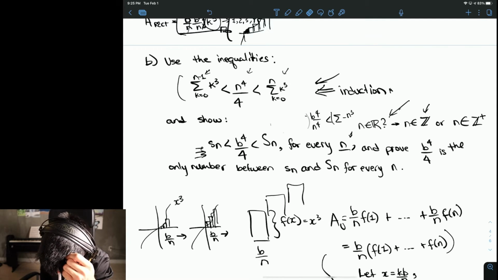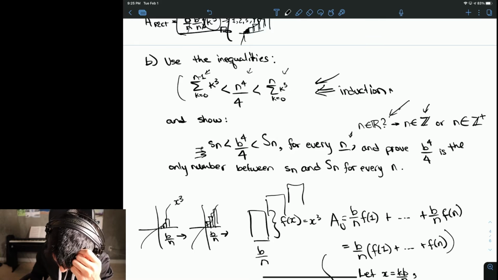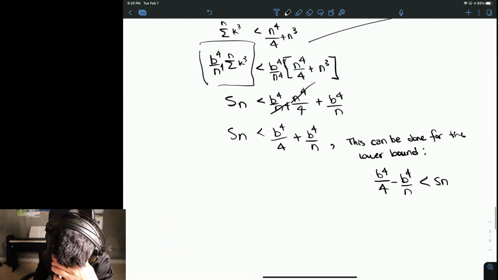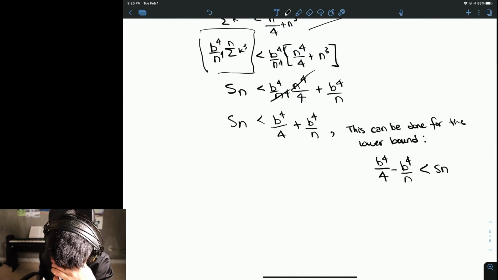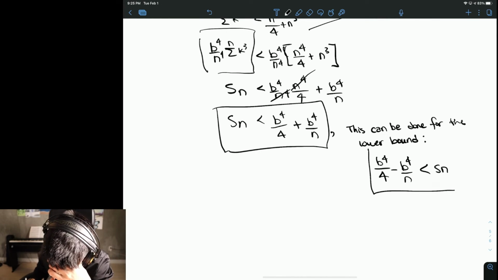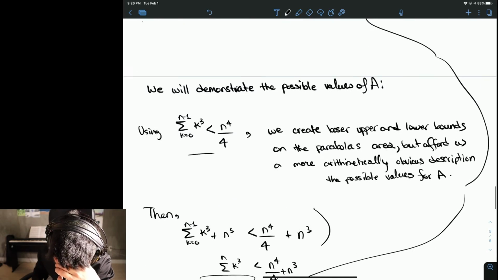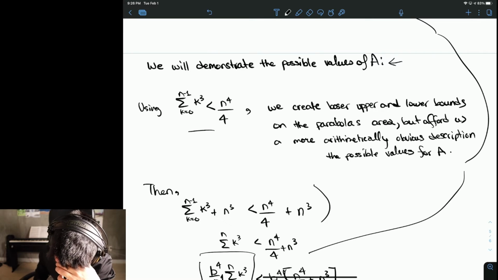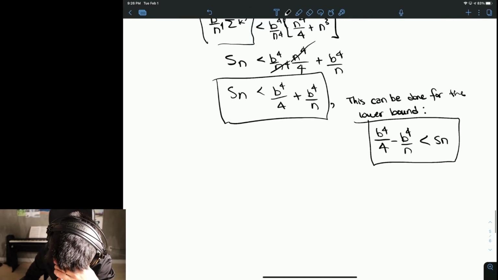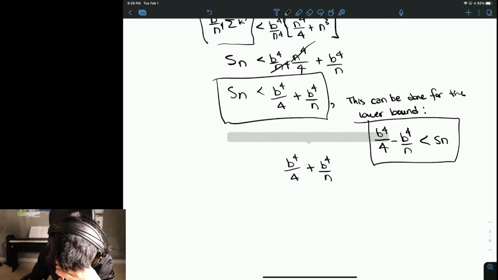Okay, I think this is fine to erase. Almost at the end. So now we have these two inequalities for S of n that better represent the upper and lower bounds. And then, as I was saying earlier, we can use these to demonstrate the possible values of A. So we know that the area must be less than this because it's bigger than the upper bound. So this is bigger than the upper bound, which must be smaller than this.